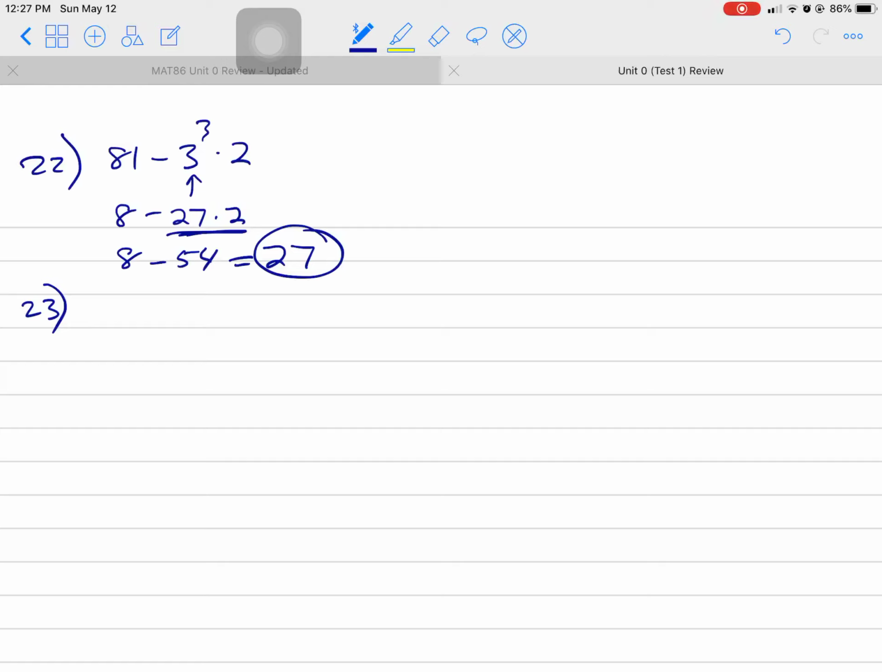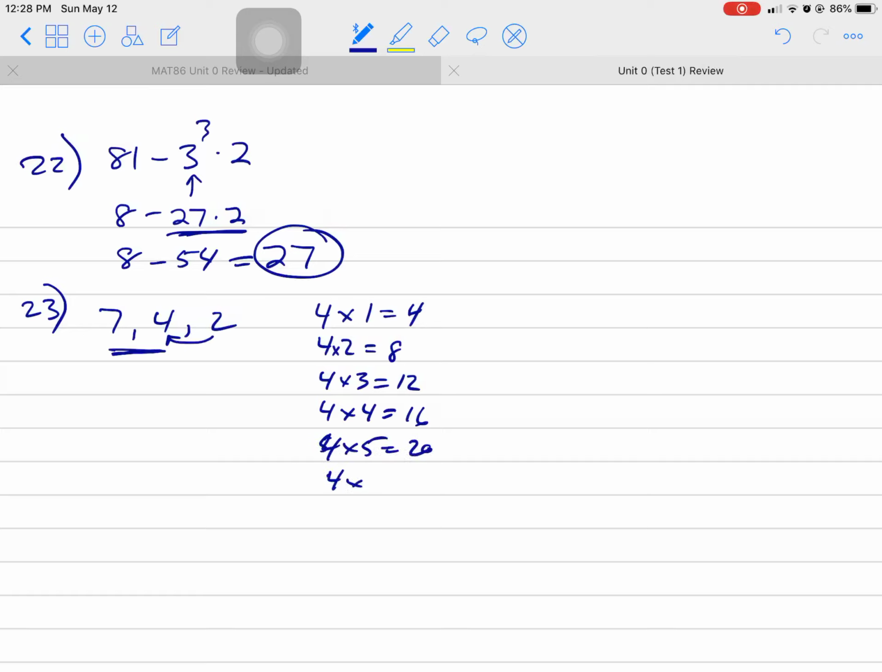23, least common multiple of 7, 4, and 2. Well, let's see, 4 is a multiple of 2, so I really only have to think of 4 and 7. There's a couple ways to go with this. Some people just start going, 4 times 1 is 4, 4 times 2 is 8, 4 times 3 is 12, 4 times 4 is 16, 4 times 5 is 20, 4 times 6 is 24, 4 times 7 is 28. There is nothing smaller than multiplying them by each other. If I'd used the other method, I would have found that a little faster.